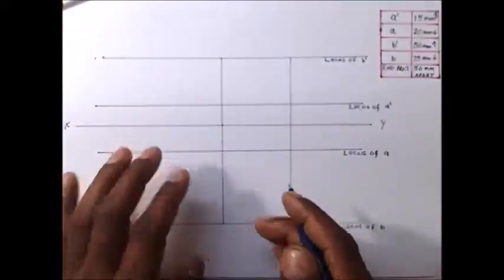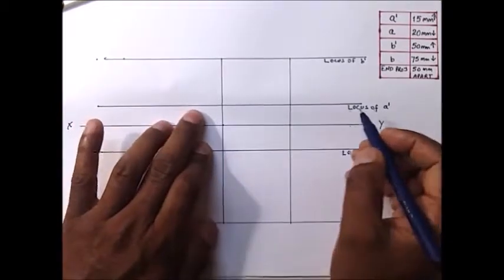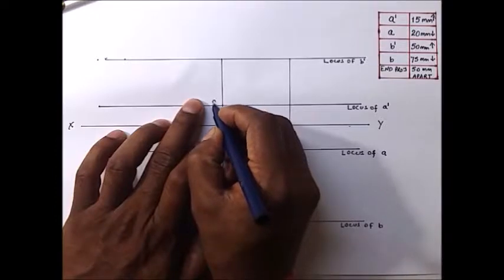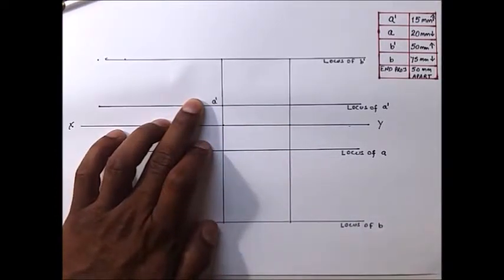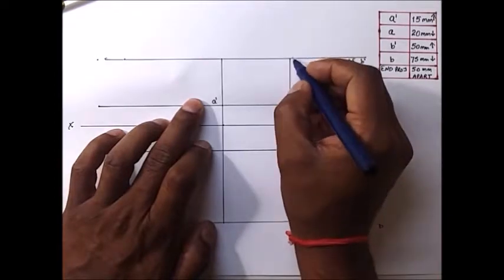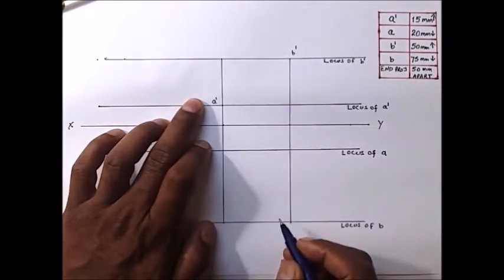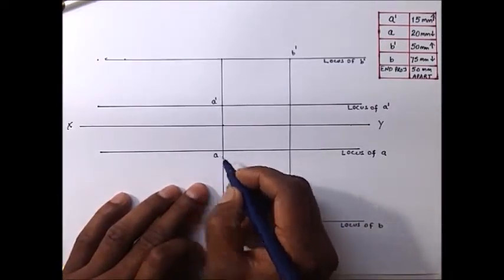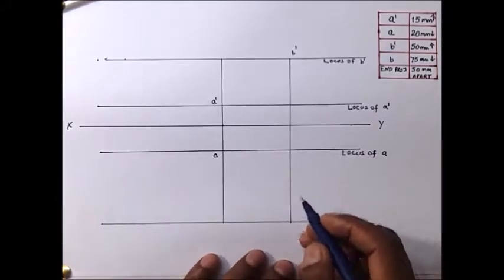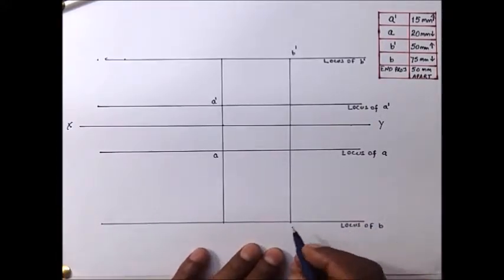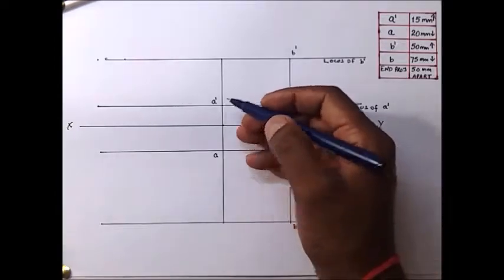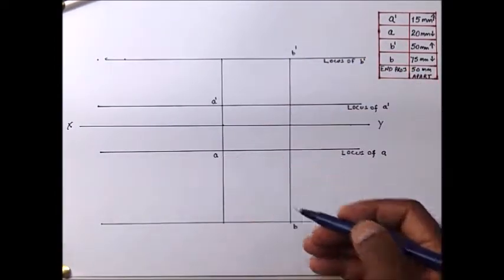Now this end projector line, where it cuts the locus of A dash, that will be point A dash. This is point A dash. Where it cuts the locus of B dash, that is point B dash. Where it cuts the locus of A, that will be point A. And where the line cuts the locus of B, that is point B. Therefore, now we know points A dash, B dash, A and B.